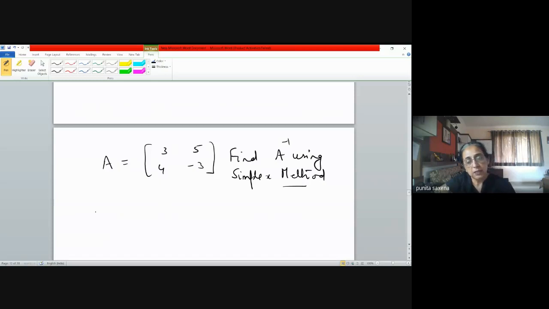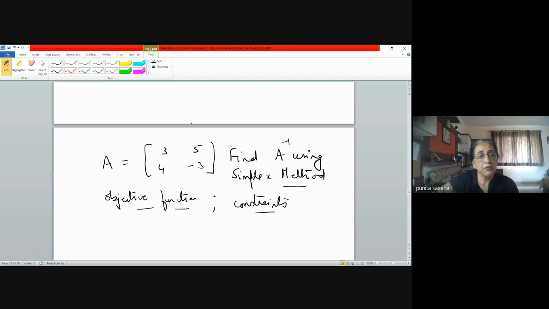Now, for the simplex method, we need two things. Number one, we need the objective function, and we need what we call the constraints also. Now, in this case, we have nothing. We have neither an objective function nor the constraints, right?